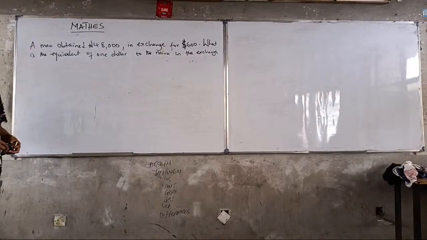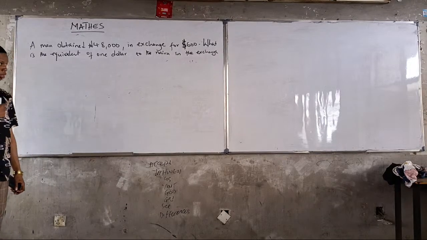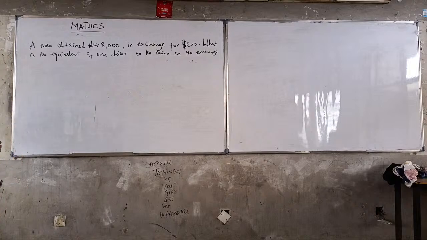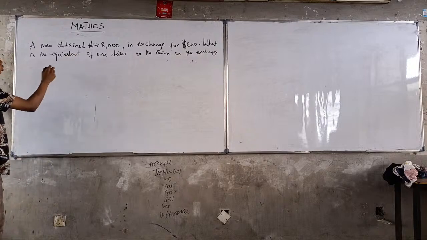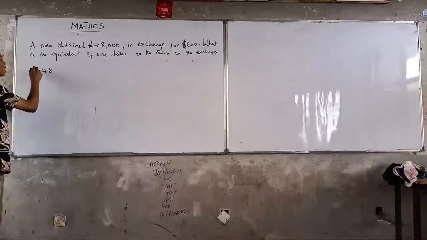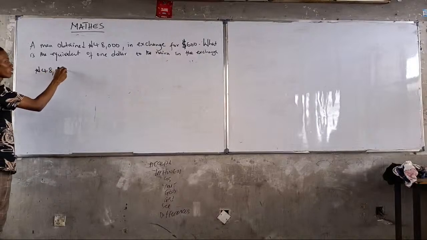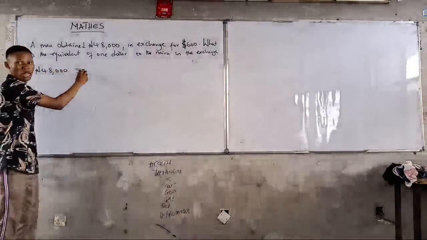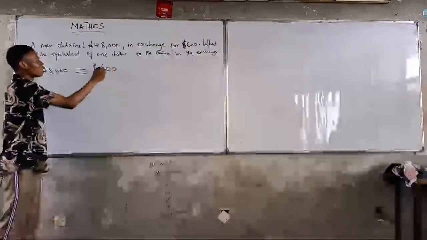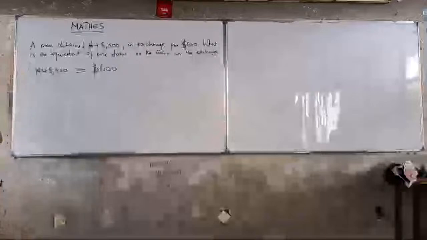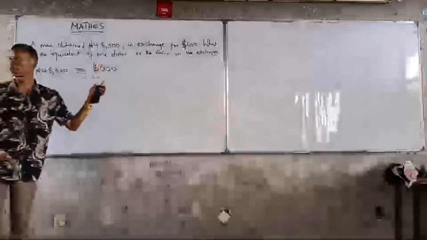Let's take the question together. A man obtained 48,000 naira in exchange for $600. What is the equivalent of $1 to the naira in the exchange? Now, first of all, you should ask yourself, in this question, 48,000 naira was equivalent to how many dollars? $600. Now they are asking you $1 is equivalent to what in this question?